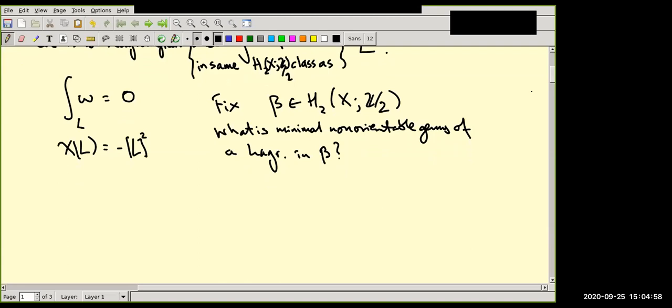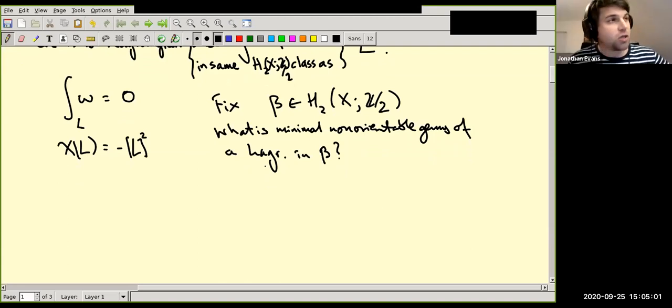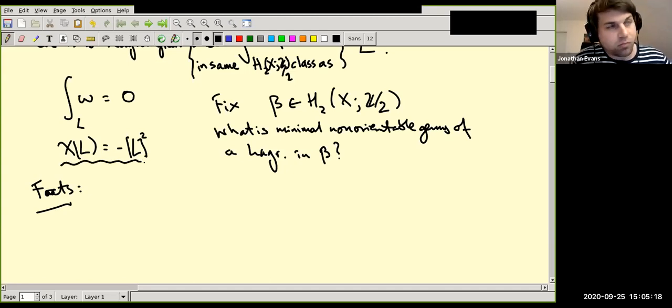Okay, so let me tell you a bit about non-orientable Lagrangians, because non-orientable things, often people don't really think about them. You would always assume something's orientable. So here are some facts about non-orientable Lagrangians. First, what's the analogous statement to this χ(L) equals minus L squared? Well, there is something you can say.